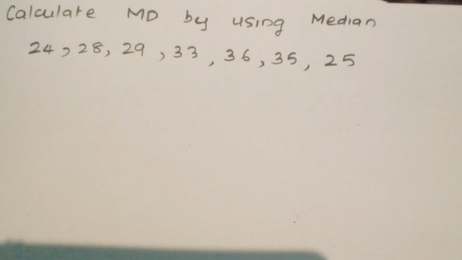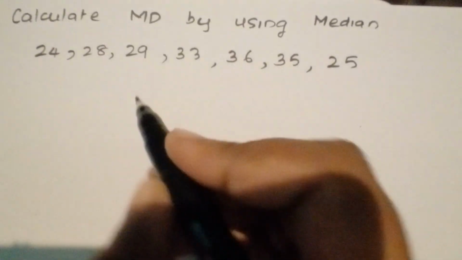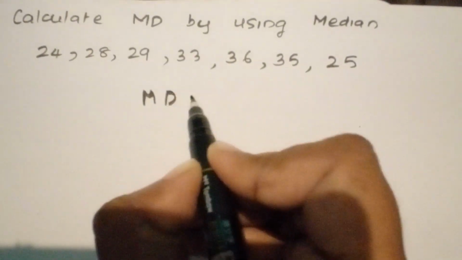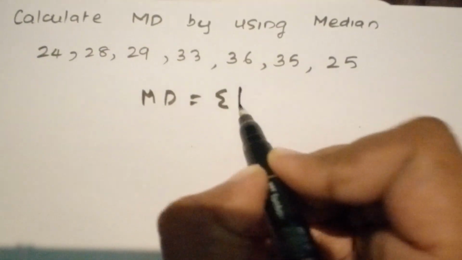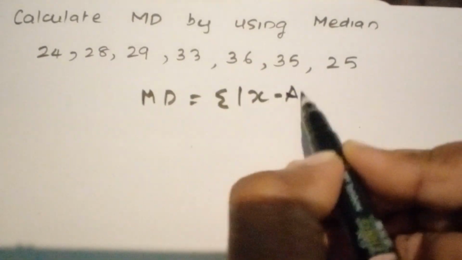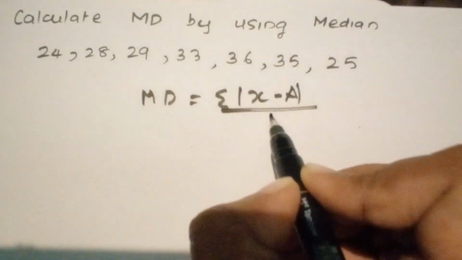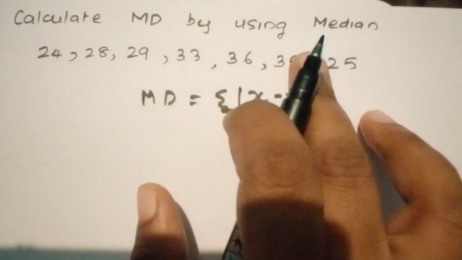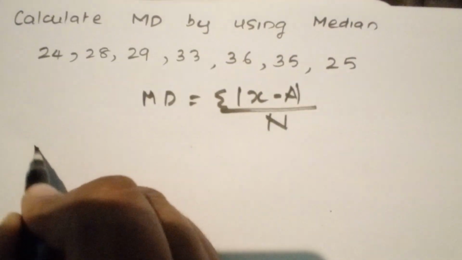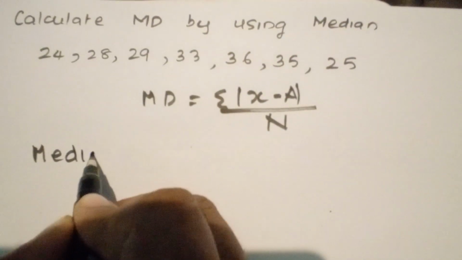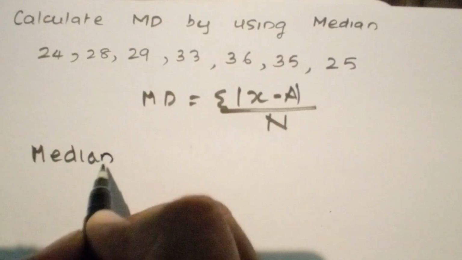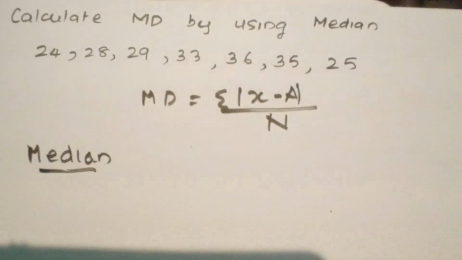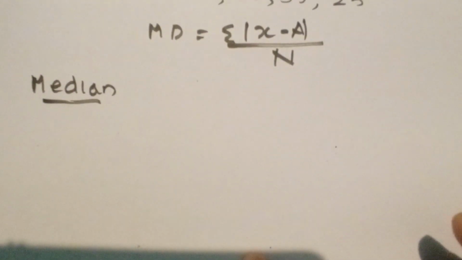So calculate mean deviation by using median. See, this is also an individual series, so the formula will remain the same. Mean deviation is summation of x minus a divided by n. But here, how do we have to calculate a? Using median. This also I have covered in my previous video. If you haven't checked that out, please do check it out. How to calculate median of individual series.